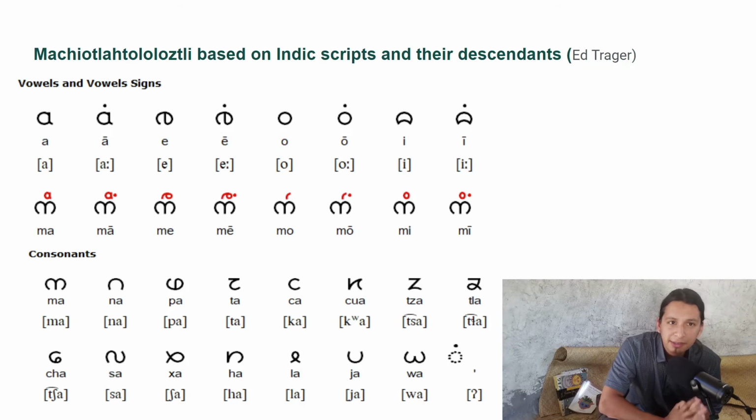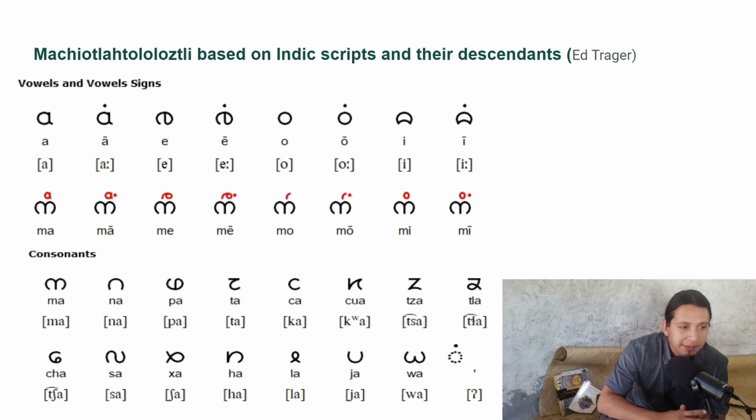Let's look at a third system. This system is created by someone who studied Nahuatl as well. This person's called Ed Traeger. He made one called Teclatolo Lostly. This system is considered an abugida type system.